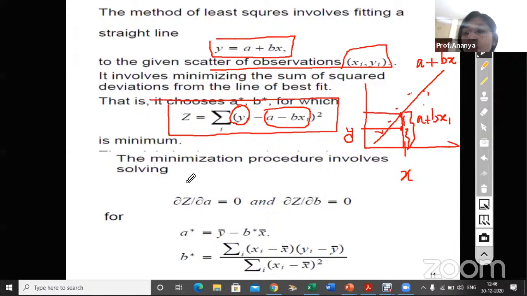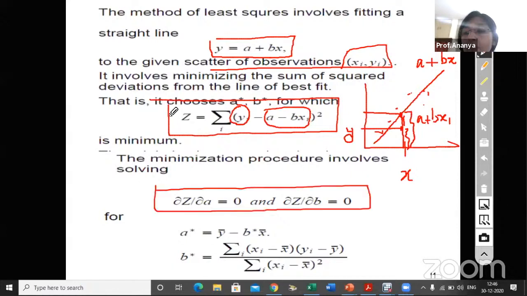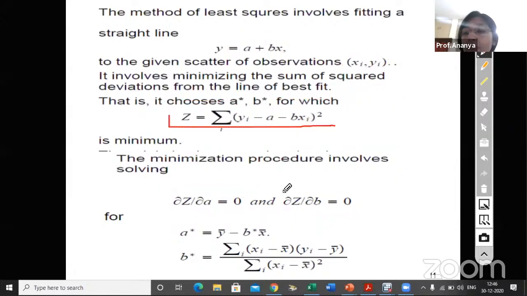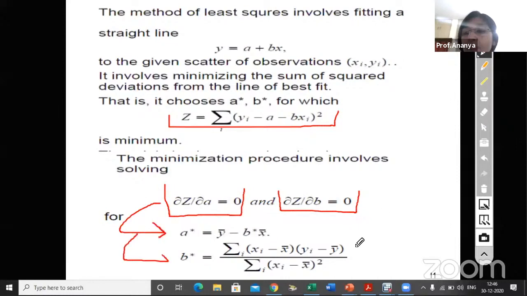So the minimization procedure involves setting the slope coefficients equal to 0. So I just clear this. You're minimizing this particular term. You're setting del z del a equal to 0. You're setting del z del b equal to 0. And here you go. These are your least squares estimators. This is how you would estimate the slope and intercept of the regression line.